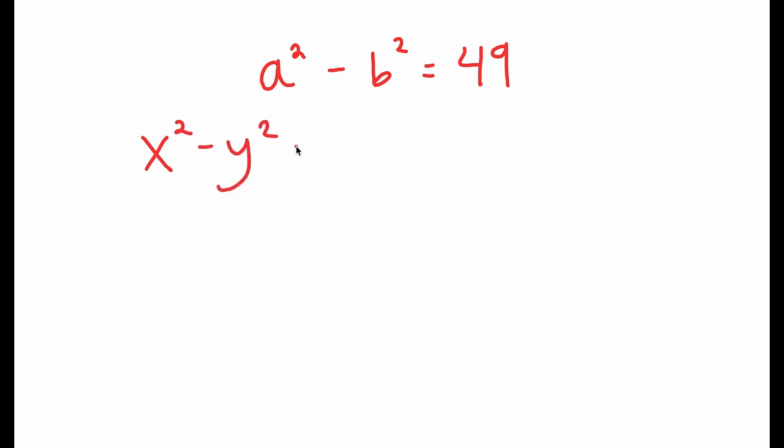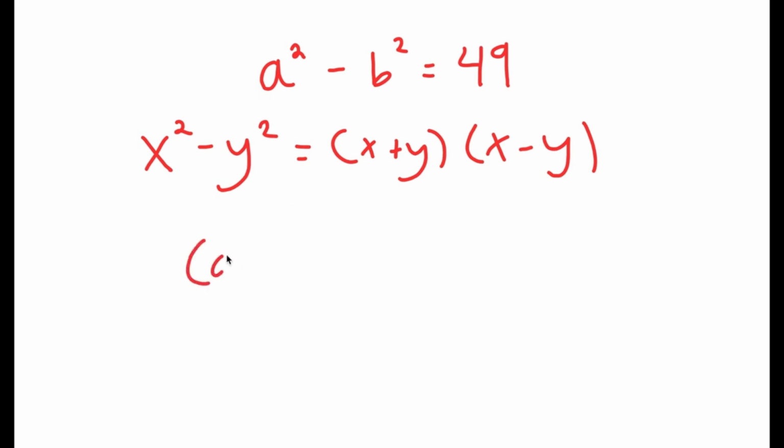Alright, so in this video, I'm going to solve the equation a squared minus b squared is equal to 49. To solve this, I'm going to use the property that states that if I have something in the form x squared minus y squared, this is equal to x plus y times x minus y. In this case, a squared minus b squared, a is x and b is y, so this turns into a plus b times a minus b is equal to 49.